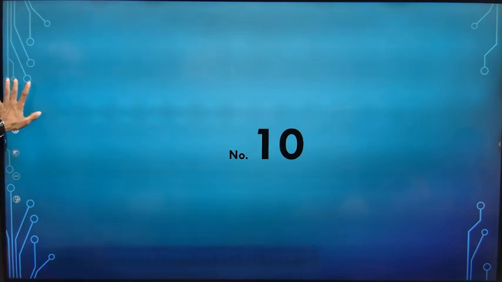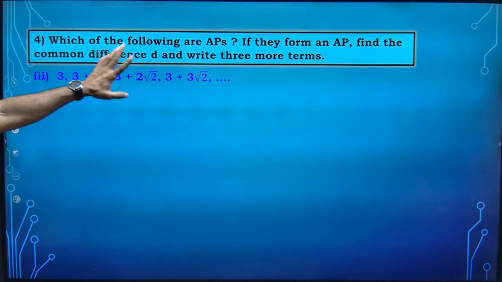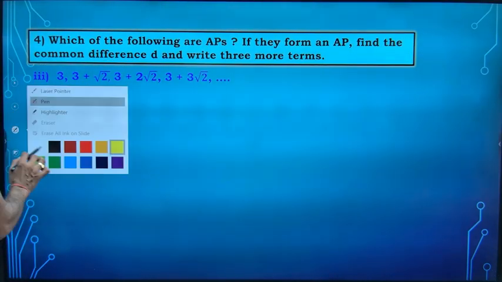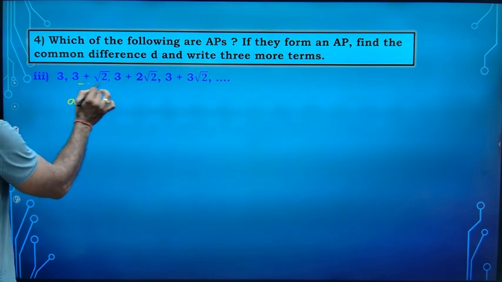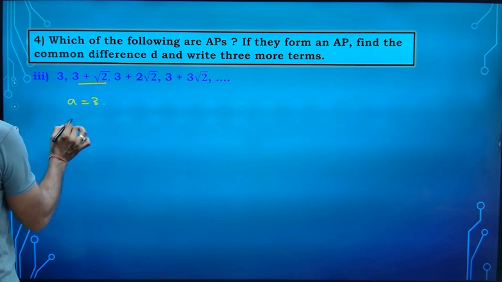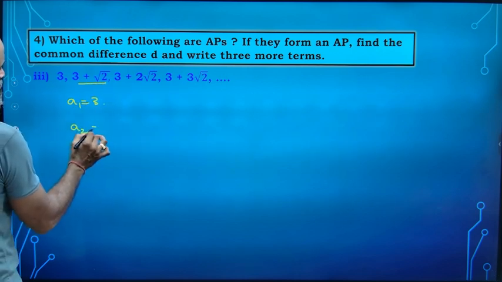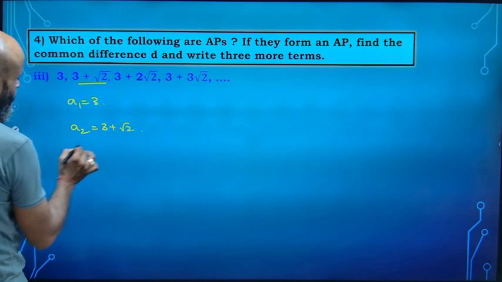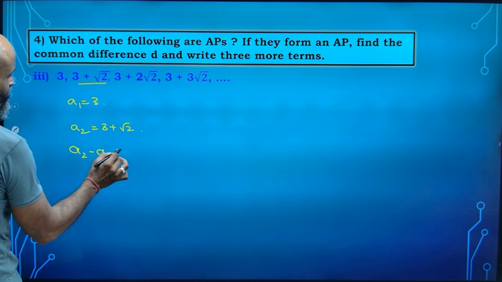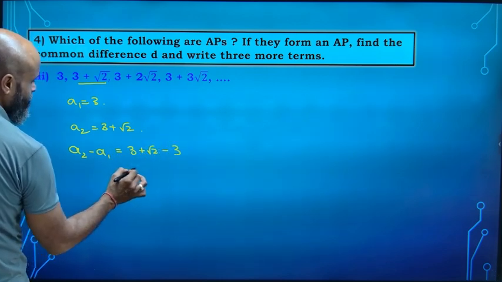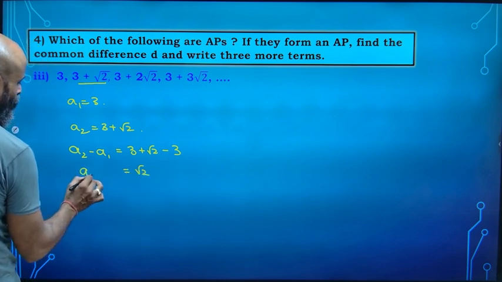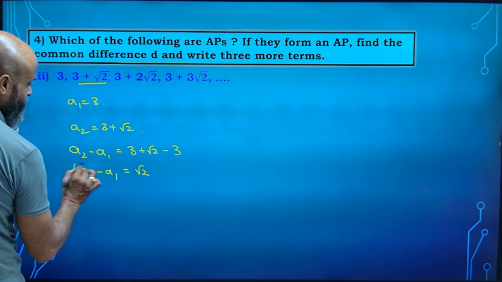Okay. Which of the following lists of numbers is an AP? We had done this yesterday, but just a recap. So A here is how much? 3. So A1 is 3. A2 is how much? 3 plus under root 2. So if I do A2 minus A1, this will be 3 plus under root 2 minus 3. So that is how much? Under root 2. So A2 minus A1 is basically under root 2.